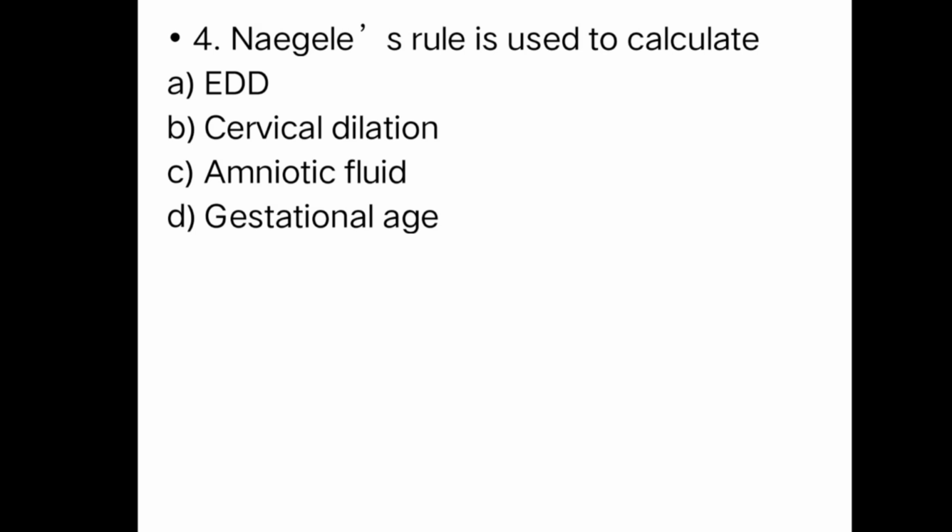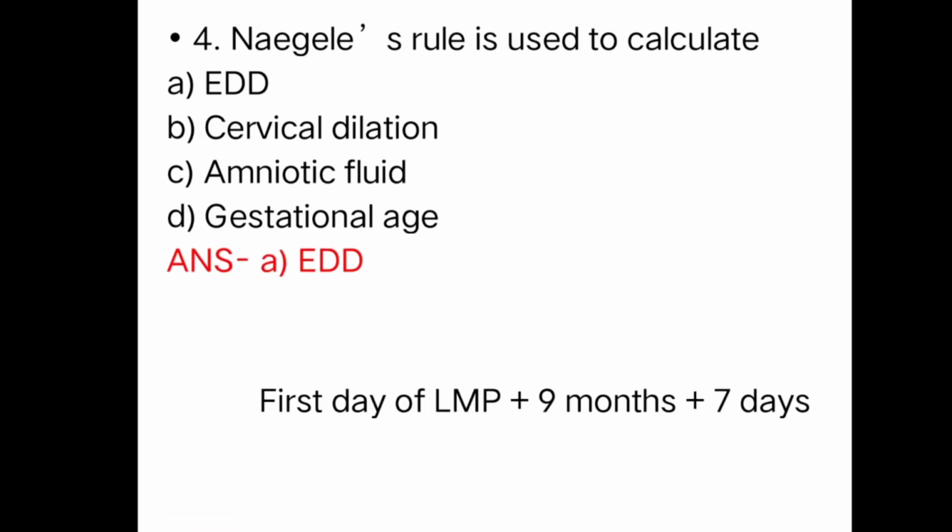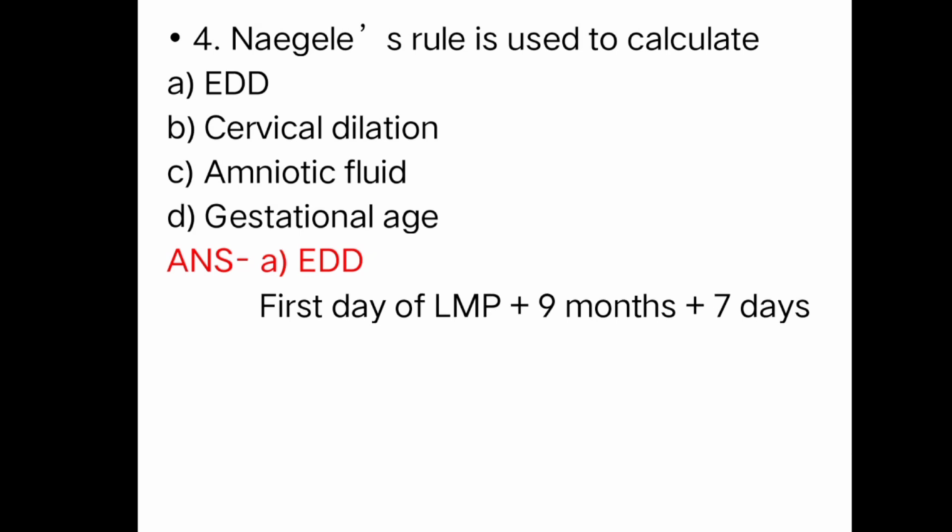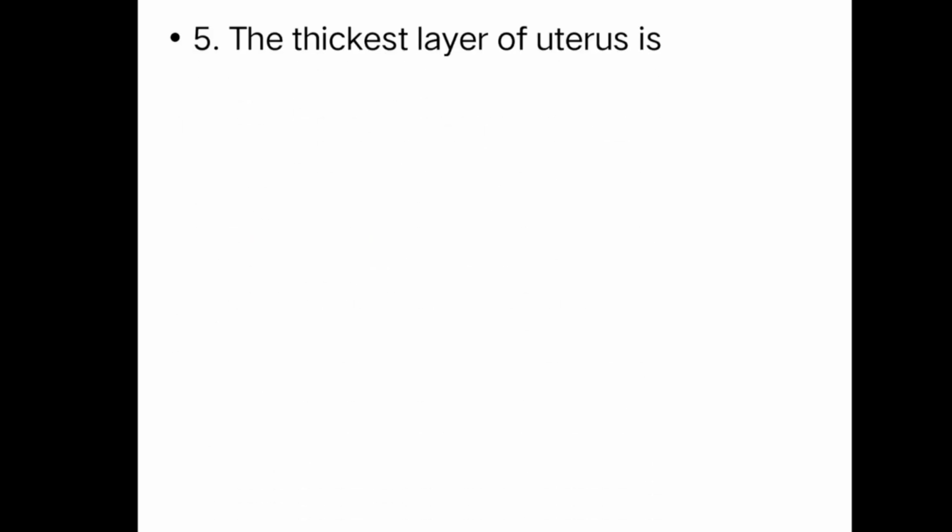How will you calculate it using Naegele's rule? When a mother comes to the doctor, they will definitely ask this to calculate the expected delivery date of the baby. The formula is the first day of the LMP, that is last menstrual period, plus 9 months plus 7 days. The doctor will ask what was your last menstrual period, and from that they will add 9 months plus 7 days. That is Naegele's rule.